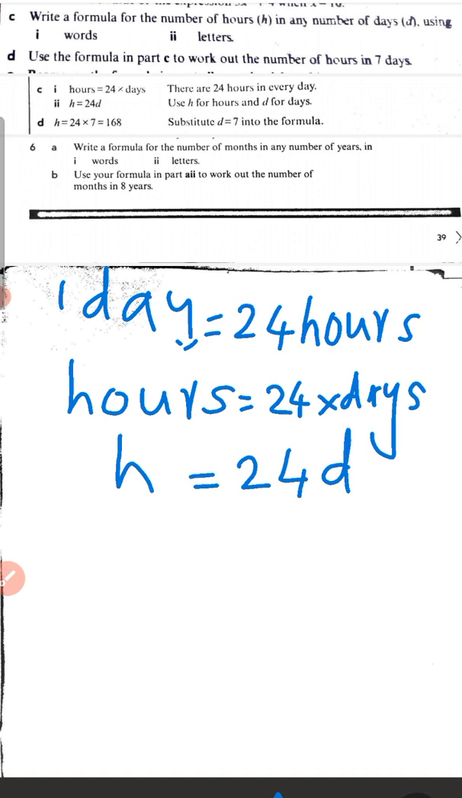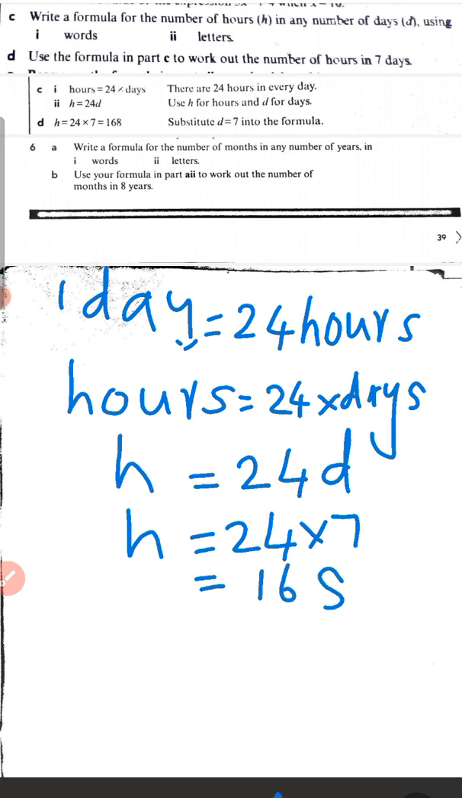Okay. Now our next question is, work out the number of hours in 7 days. We can use this formula to find the number of hours in 7 days. That is H is equal to 24 into 7. Substitute 7 for D. Okay. So our answer is 168.